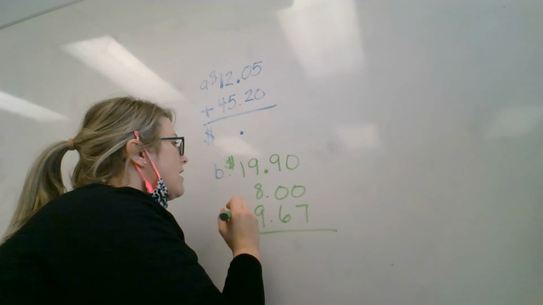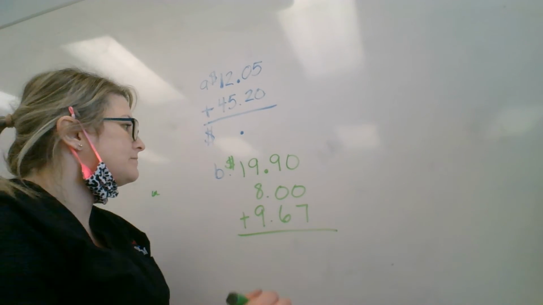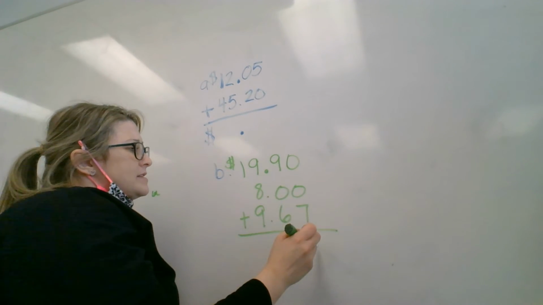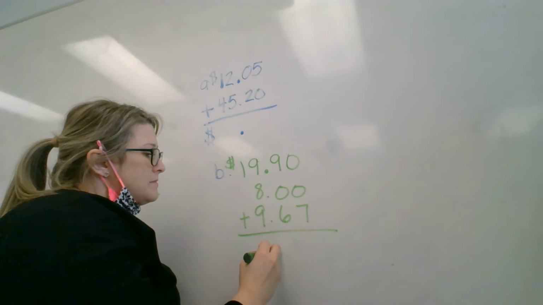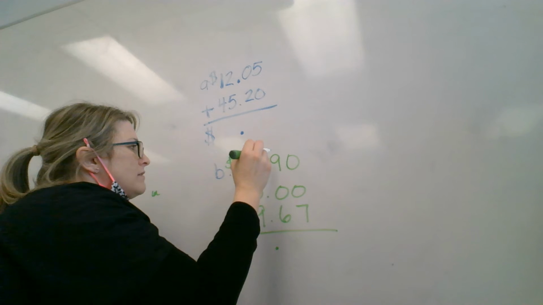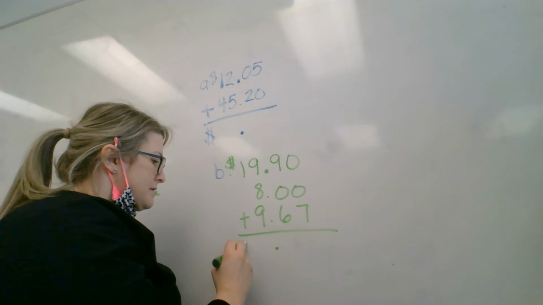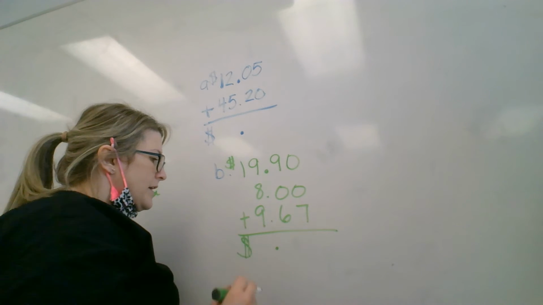Okay, so now you're adding up three different totals, okay? You're going to add up all three numbers in this column, all three numbers in this column. Bring down your decimal, add up all three numbers here and here. You're going to have to carry a couple times. Don't forget your money sign.